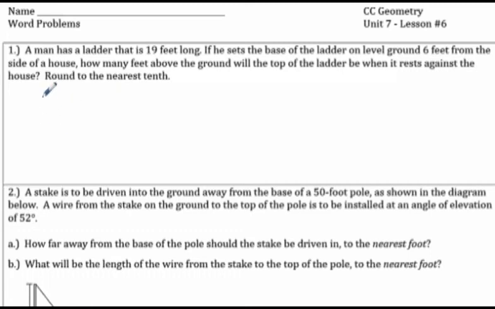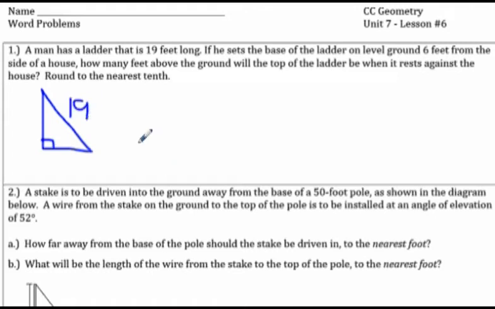Number 1, a man has a ladder that is 19 feet long. Now let's draw our right triangle. And remember that the ladder is always going to be the slanted side, slants against the house or the building. So here's the ladder, 19 feet long.